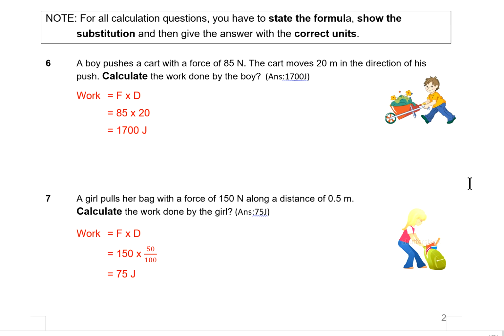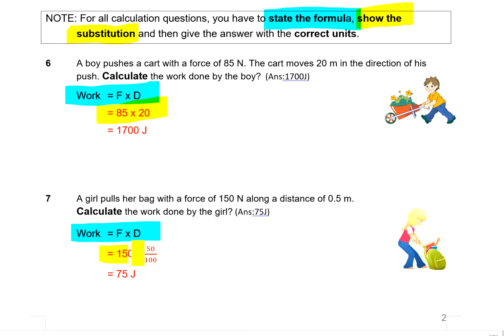Question 6. Now, for all calculation questions, I need you to be very careful with the way you present your answers. Please have the good habit of stating the formula. So this is where you state the formula, right? And then you must show the substitution. So what do I mean by substitution? Now, this is substitution, right? So you substitute the values. So when you say F, this is F. When you say D, this is D.